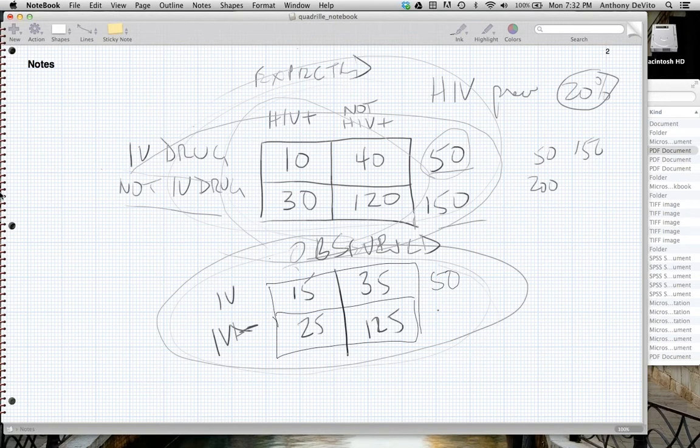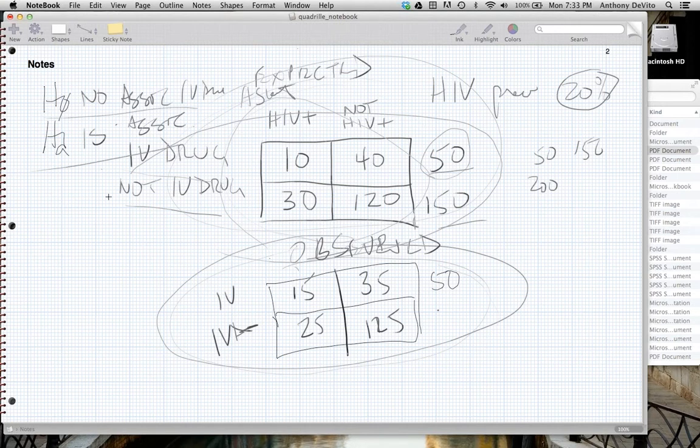What do you think our null hypothesis is going to be here? Somebody make up a null hypothesis. I just used the word about 12 times with an A: association. So what would be a good null hypothesis in words? Yes, there's no association. Null means basically none: no association between IV drug use and HIV status. What's our alternative hypothesis? There is an association. Okay, that's our null hypothesis and alternative hypothesis.